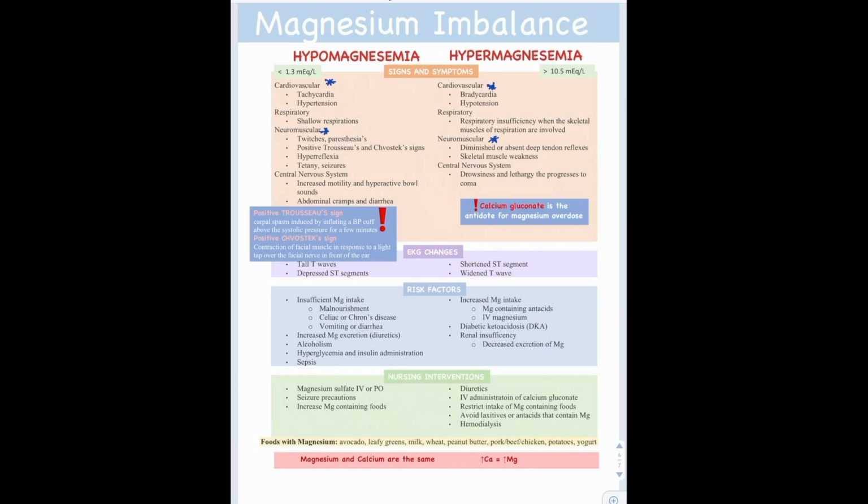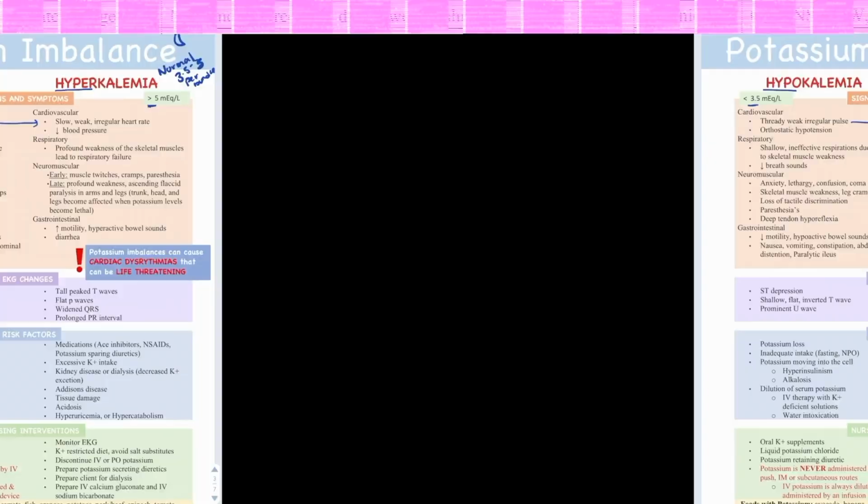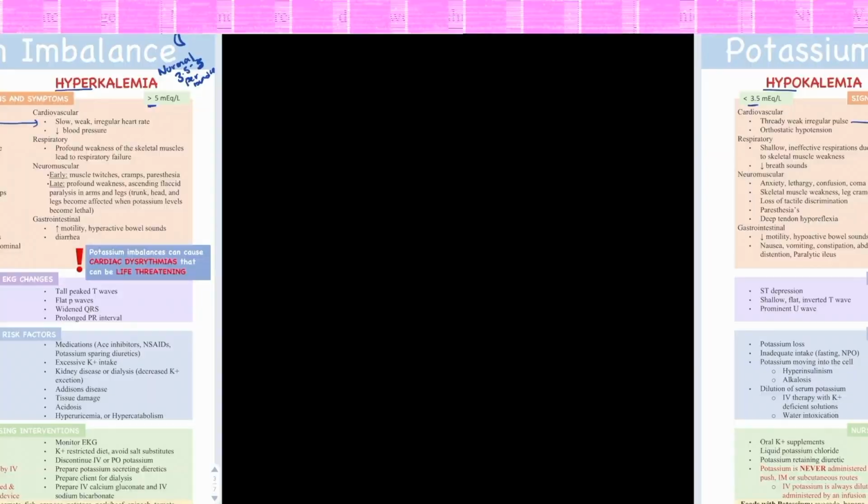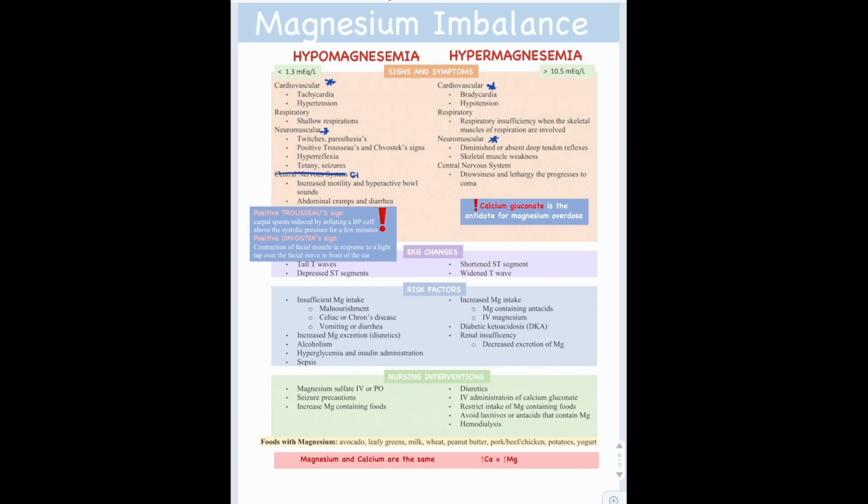In hypomagnesemia, we're also seeing increased motility and hyperactive bowel sounds and abdominal cramps. So this is the GI system. So this is important to know because, again, it's something different. Important fact is calcium gluconate is the antidote for a magnesium overdose.